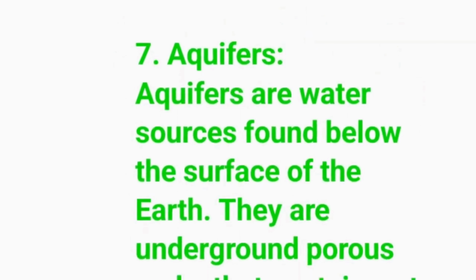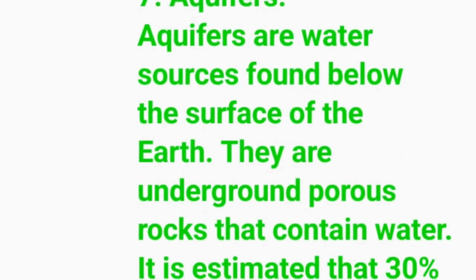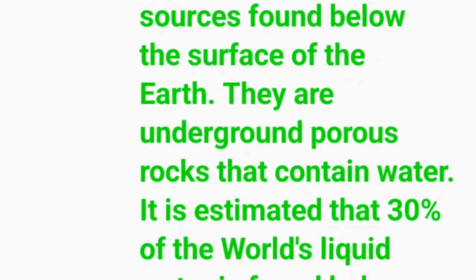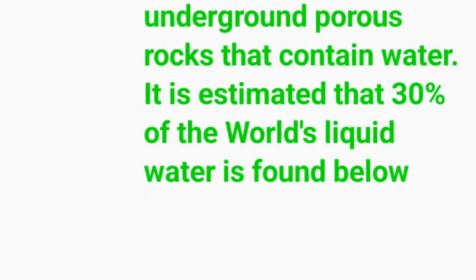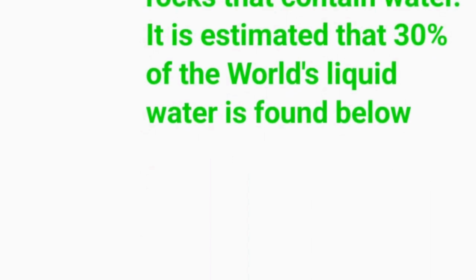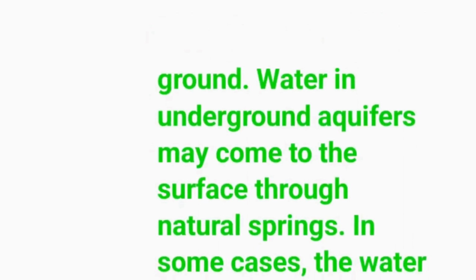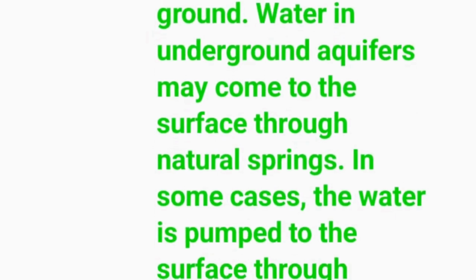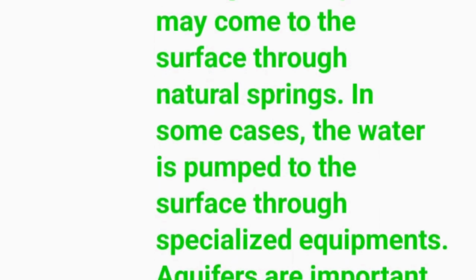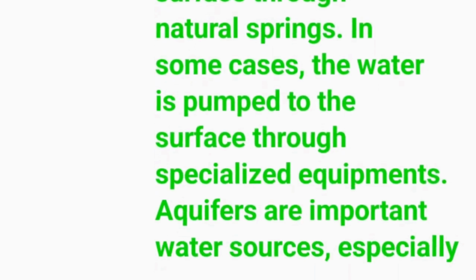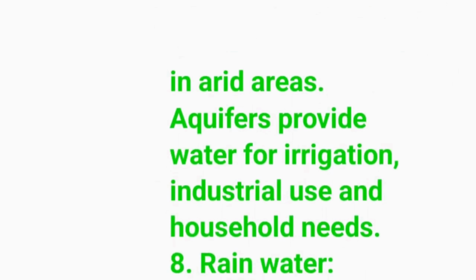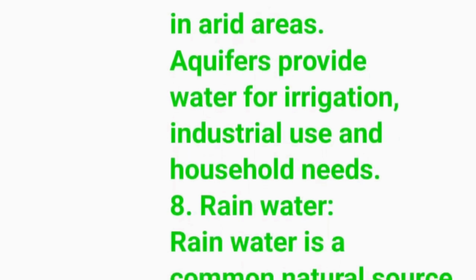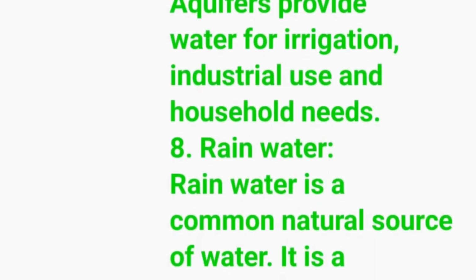7. Aquifers. Aquifers are water sources found below the surface of the earth. They are underground porous rocks that contain water. It is estimated that 30% of the world's liquid water is found below ground. Water in underground aquifers may come to the surface through natural springs. In some cases, the water is pumped to the surface through specialized equipment. Aquifers are important water sources, especially in arid areas. Aquifers provide water for irrigation, industrial use, and household needs.